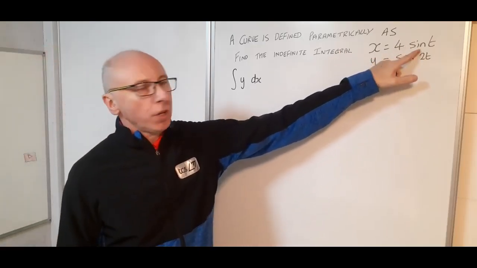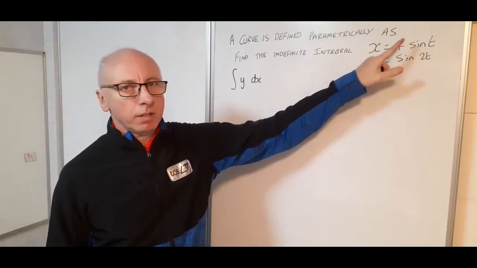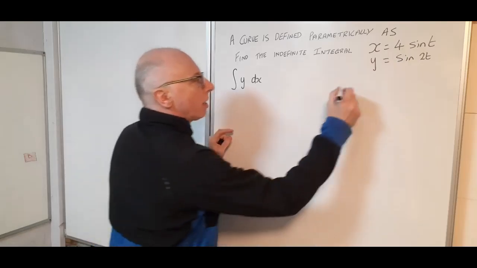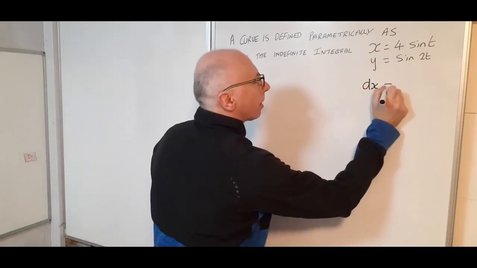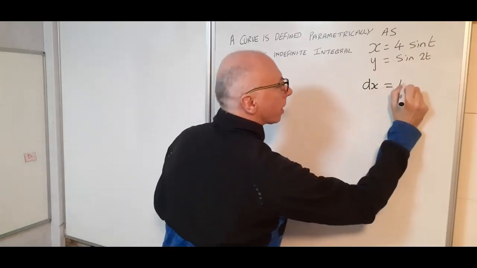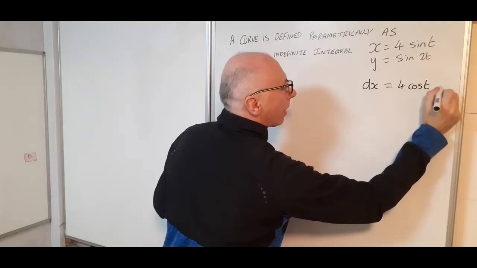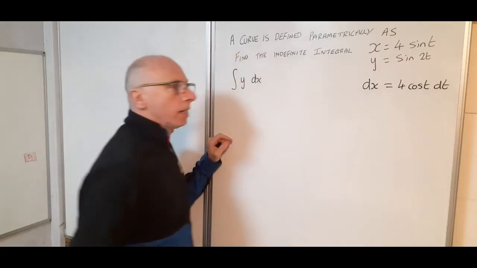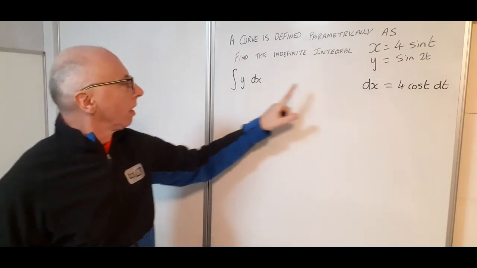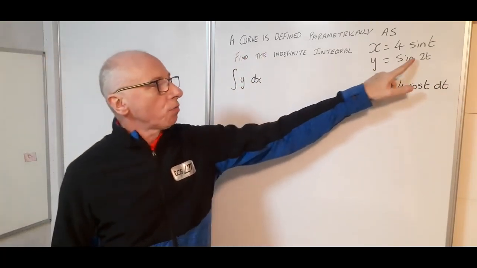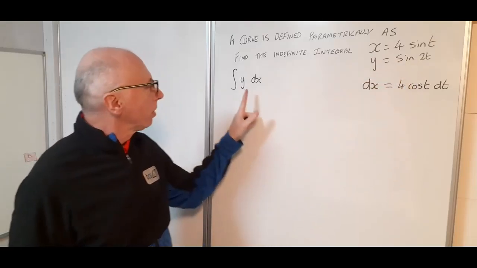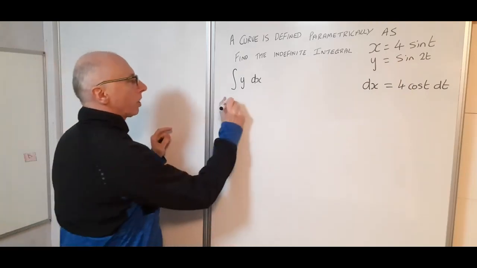So what I would do first is take the derivative of x equals 4 sine t. So therefore dx, the derivative of 4 sine t, is straightforward, just 4 cosine t, and that's dt. So now I've got a definition of my dx with respect to t, and my y is already with respect to t. So now these are my building blocks to set up my integral definition.